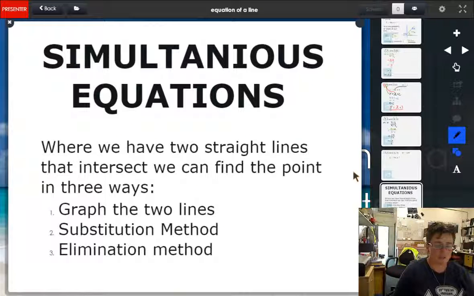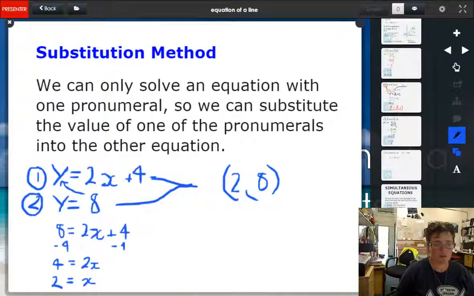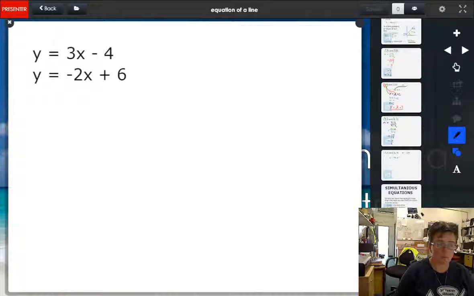So this is the second video on simultaneous equations. Again, we're going to look at the substitution method, but a more complex method of substitution. Back over the substitution method, we substitute the value of one of the pronumerals into the other equation. So let's look at a little bit more complex equation.